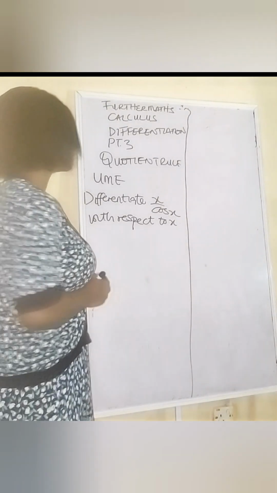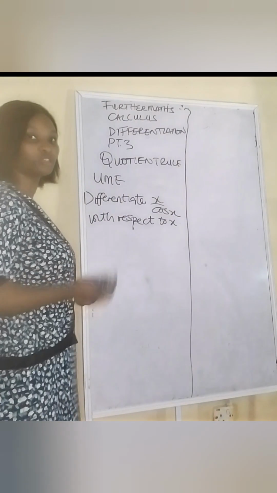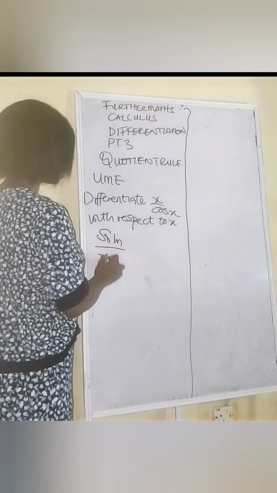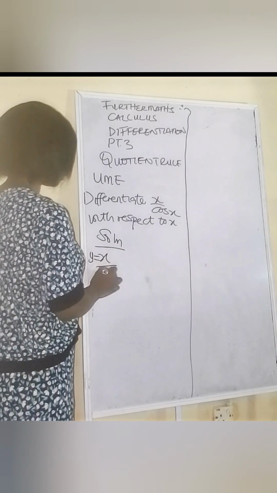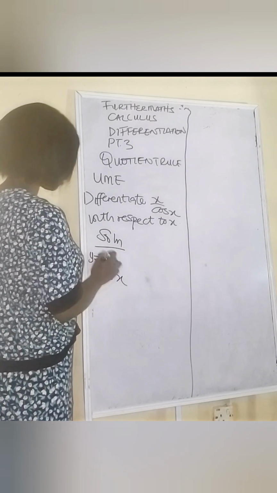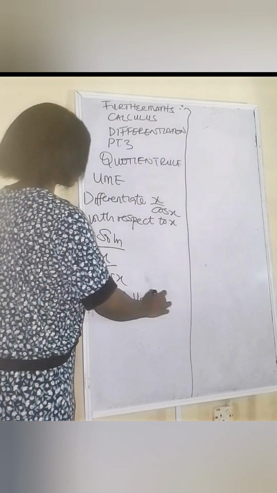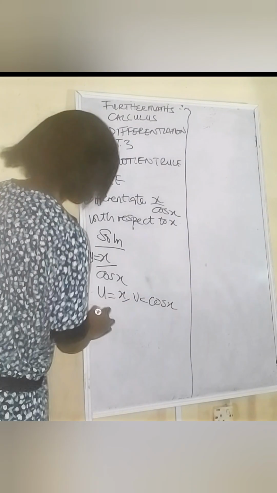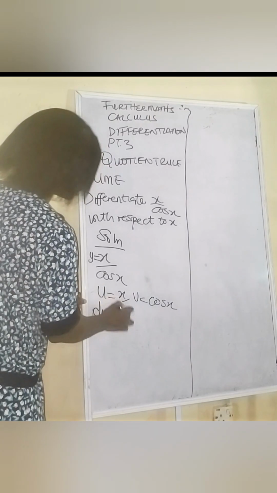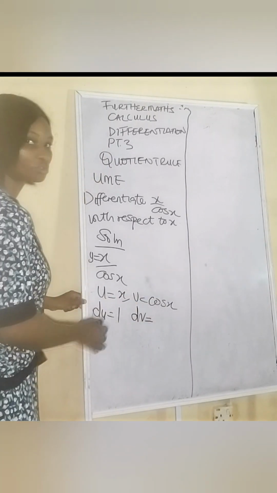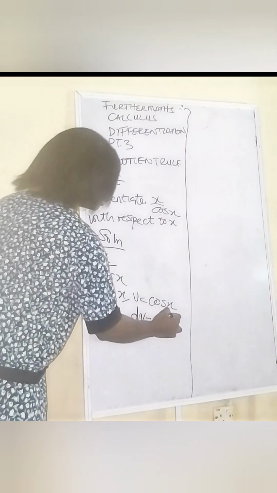Alright everyone, so now let's quickly solve this question again using the quotient rule. We already know how to solve it now. y equals x over cos x. So our u is x and our v is cos x. Our du is what? 1. When you differentiate x, you get 1. And our dv is what? When you differentiate cos, you get minus sine. So this is minus sine.